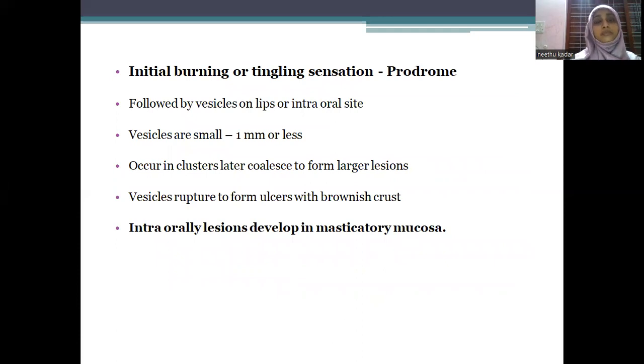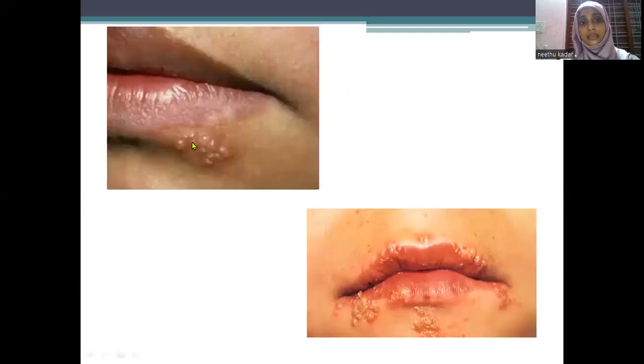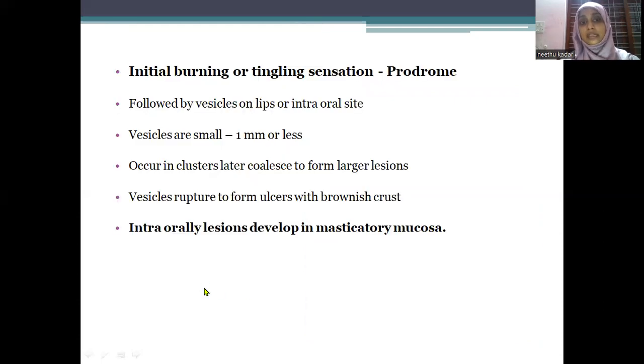Initial or prodromal symptoms include burning and a tingling sensation, followed by vesicles on the lip or intraoral site. The vesicles are very small, 1 millimeter or less, and numerous. They occur in clusters and later coalesce to form larger lesions. The vesicles rupture to form ulcers with a brownish crust. Intraorally, lesions develop in the masticatory mucosa.